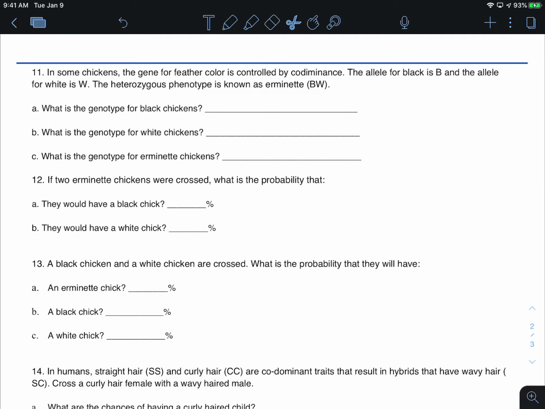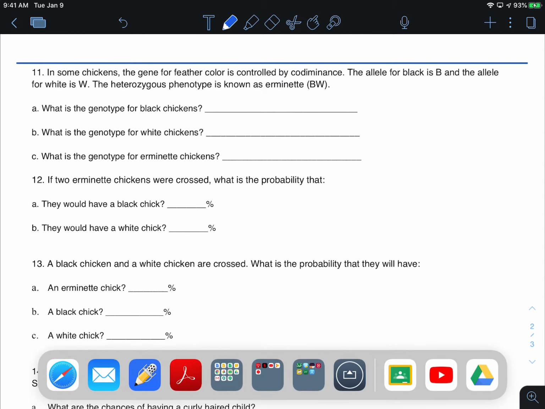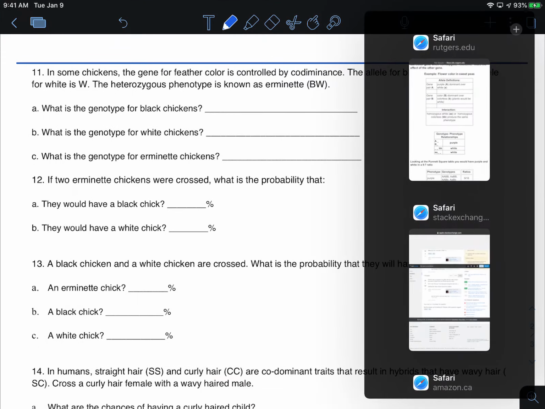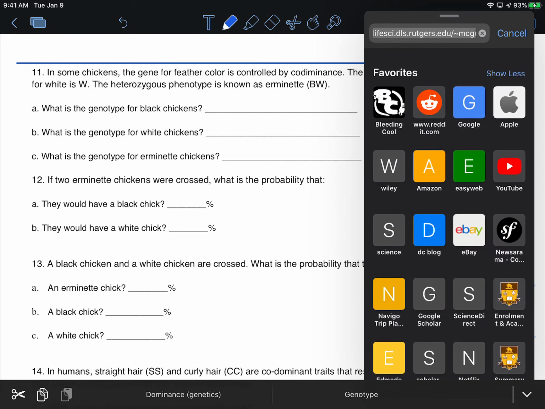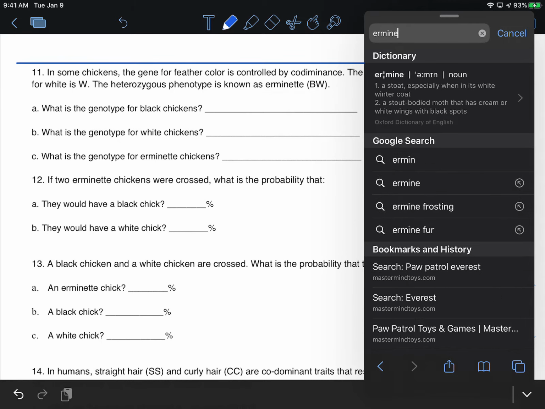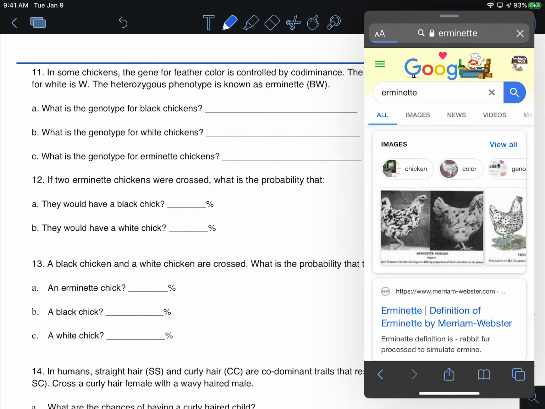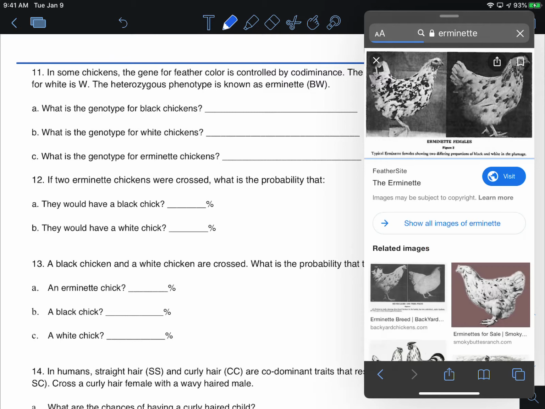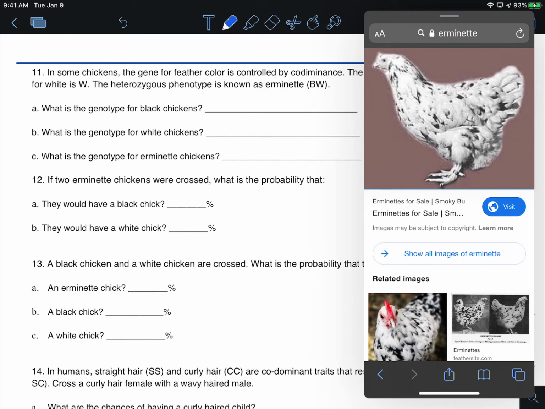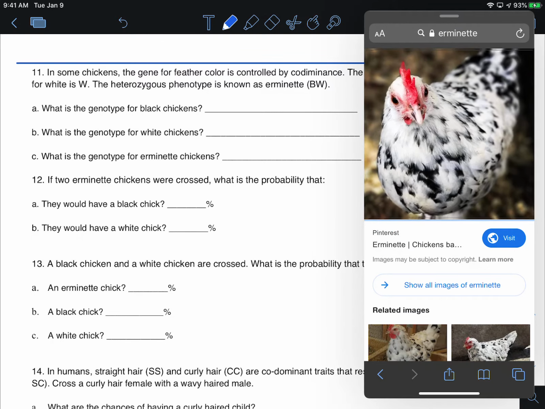So these are the erminette chickens. This is another famous example of codominance. If you've never seen an erminette chicken, they are exactly what you would expect if I said this is a codominant chicken for white and black. And there they are. That's the erminette chicken. So they are pretty cool, actually. I've seen them not looking as nice as this before. But here's an erminette. Oh, it's a nice looking chicken.